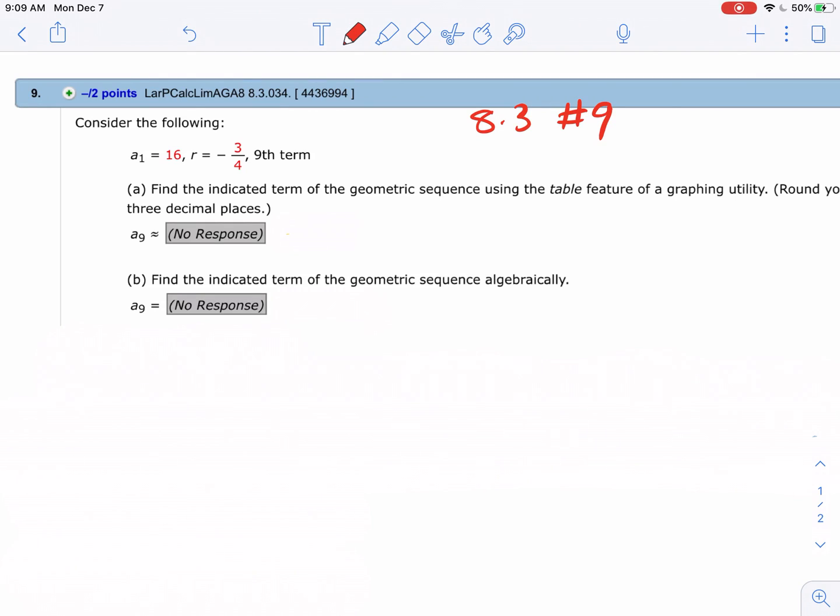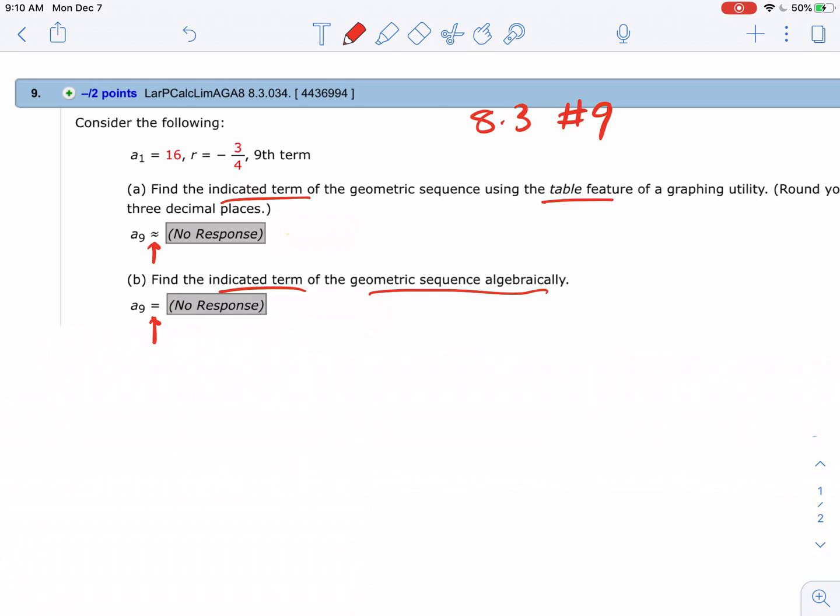8.3 number 9 is asking us to find a term. So we're going to just find a term. They say using a table feature on the graph utility and then a geometric sequence algebraically. It doesn't really matter how you do this problem. Really, both answers are the same, except you'll notice that one is an approximation and one is the exact value. Depending on your numbers, some of you will have more difficulty finding the exact value. So let's see what happens with my numbers, and then I'll explain how you can get yours.